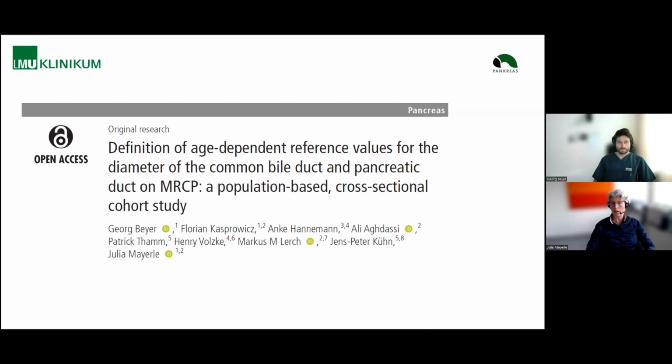The study we would like to introduce to you today is the definition of age-dependent reference values for the diameter of the common bile duct and the pancreatic duct on MRCP. This has been a population-based cross-sectional cohort study, and as you can already see, it's a very simple topic, but in our understanding, it has a great clinical impact.